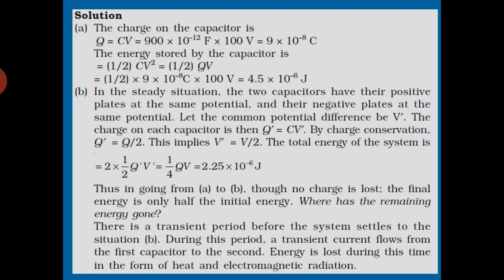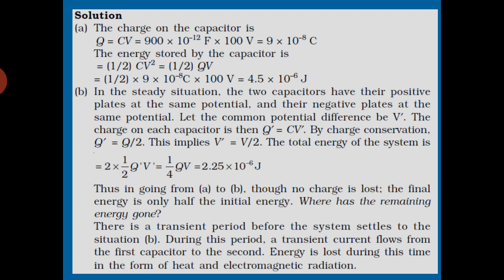Now the total energy of the system. Which system? The system having two capacitors connected to one another. So we have to consider the energy of each capacitor. So 2 into this, the 2 comes from the two capacitors. They will be having the same energy, half Q dash V dash. Q dash is what? Q by 2. V dash is what? V by 2. So ultimately this will come out to be 1 by 4 QV.